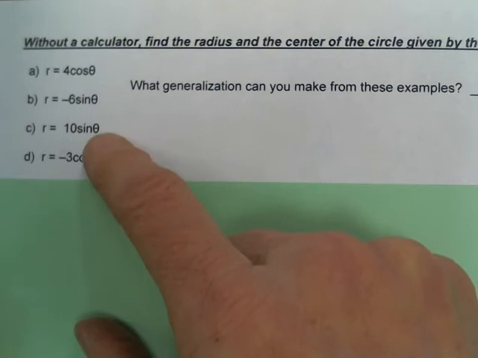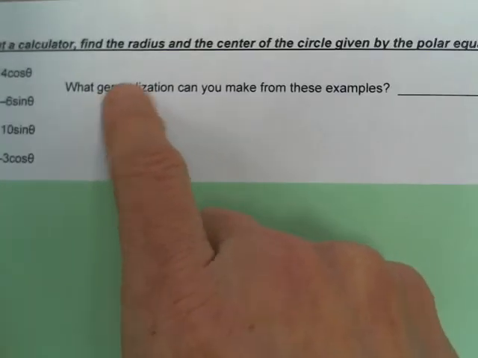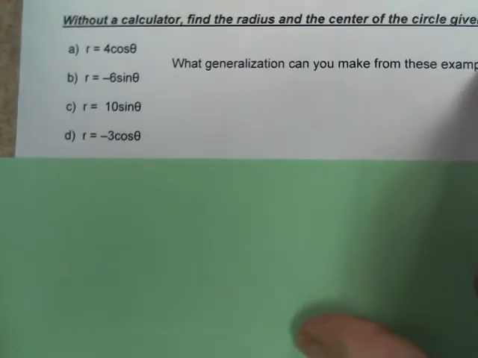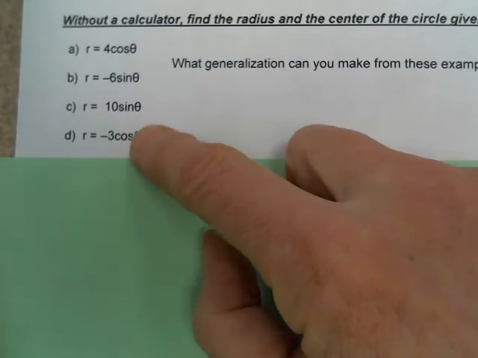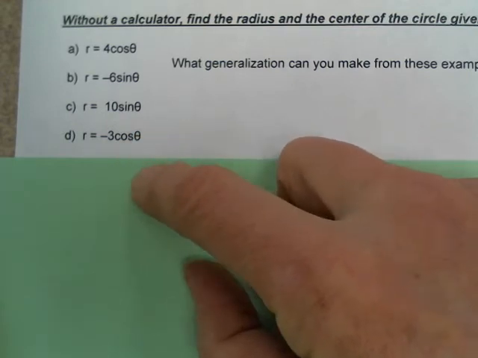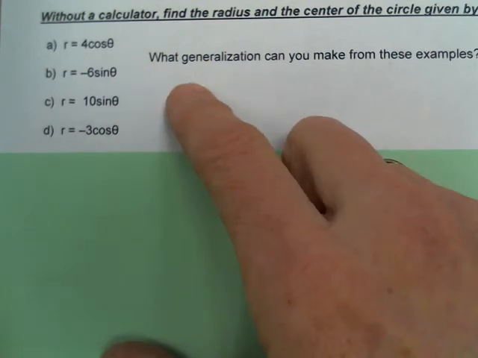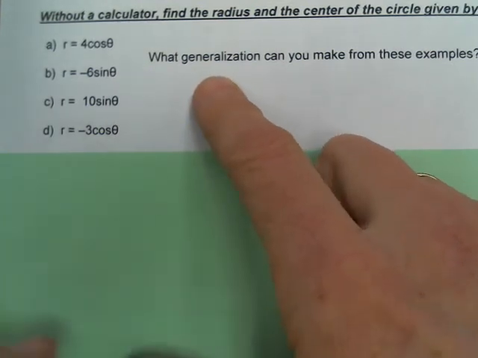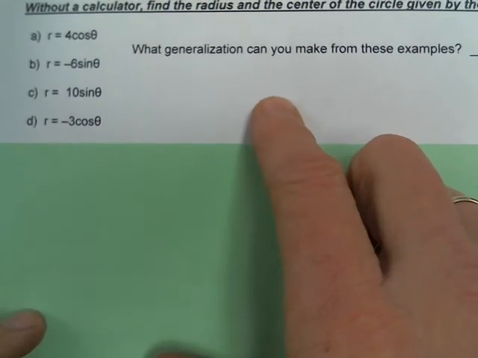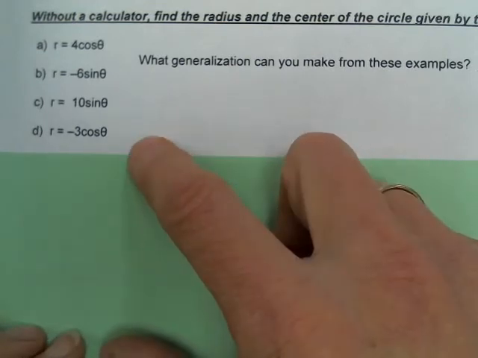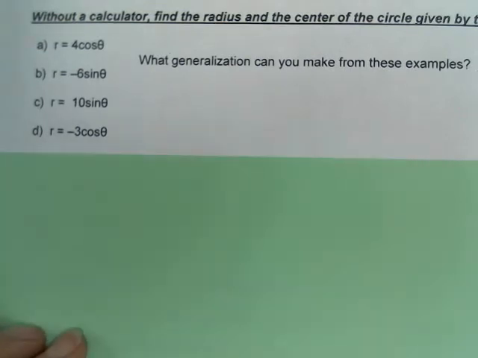Change these from polar form into rectangular form to find the radius and the center of the circle given by the polar equations. So I gave you 4 examples, so you do 4 complete the squares. And then I want you to generalize: what is the generalization that you can make from these examples? So if you want to shut off the video now and work on these, it will take you a few minutes to do.